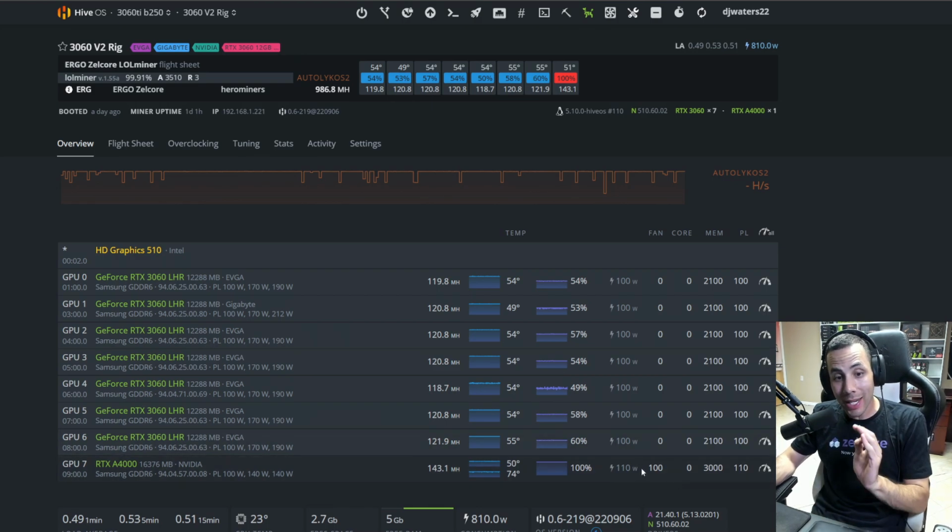The RTX A4000, I am loving this. Just 110 watts, extremely efficient, at 3000 on the memory. I could probably push this to 3300 just like I did with Ethereum. But wow, 110 watts, 141 on the megahash. It doesn't get much better than that. Yes, we could probably push it to 150, but I just love that 110 number. You have no complaints at all with the A4000.